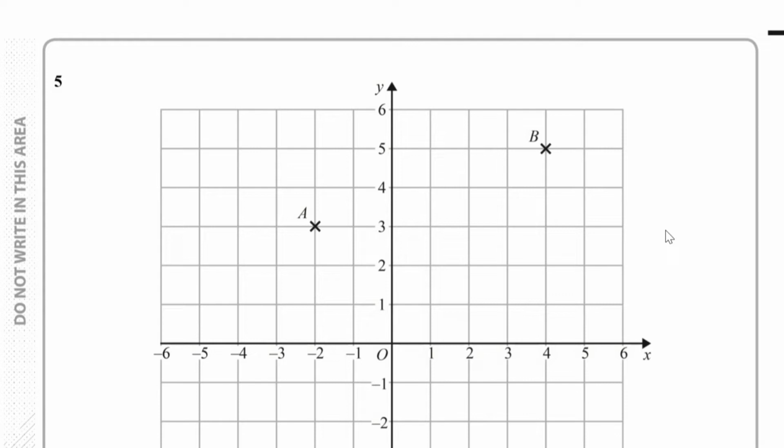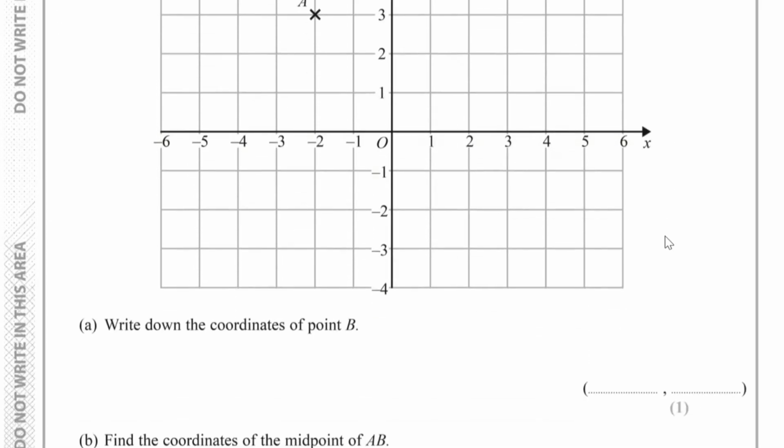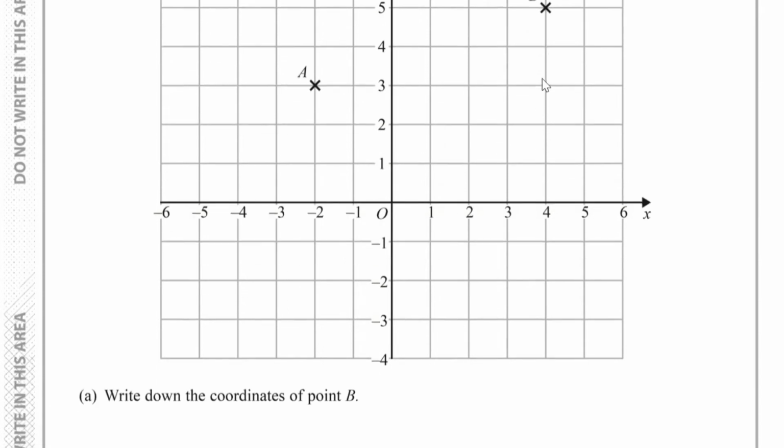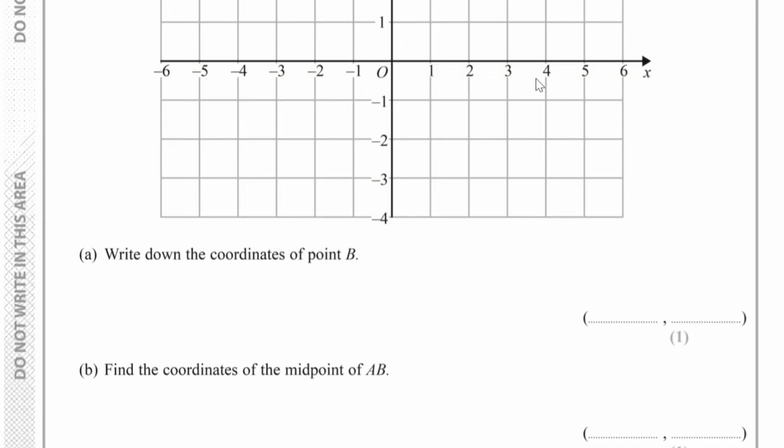Question number 5. For part A, we have to write down the coordinates of the point B. Well, B, we go 4 across and 5 up. So the coordinates of B, we would have 4, 5.